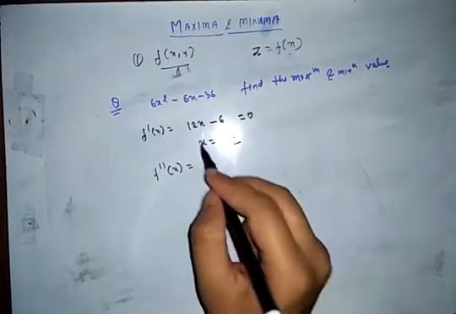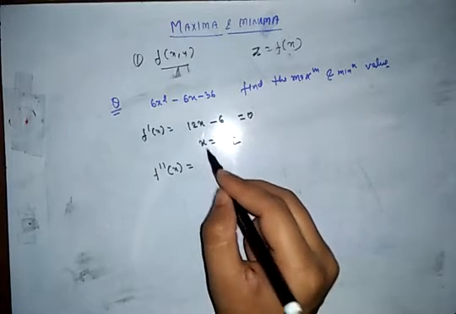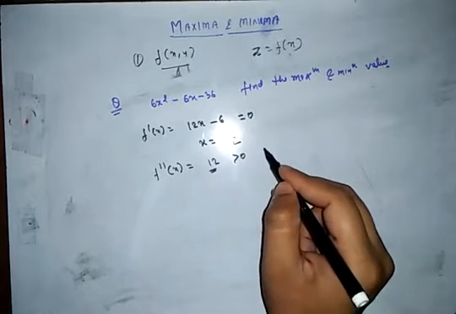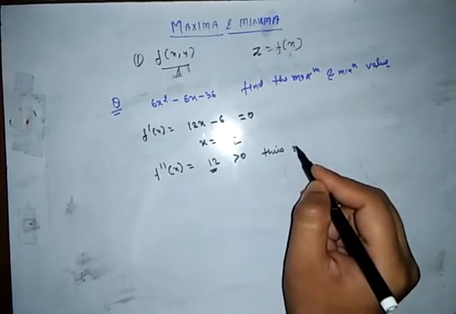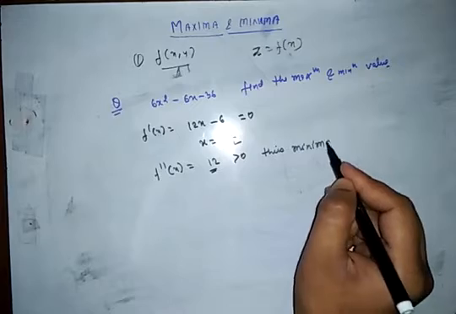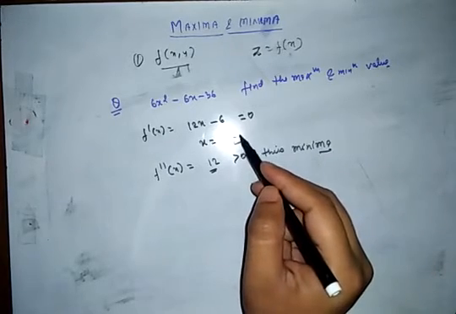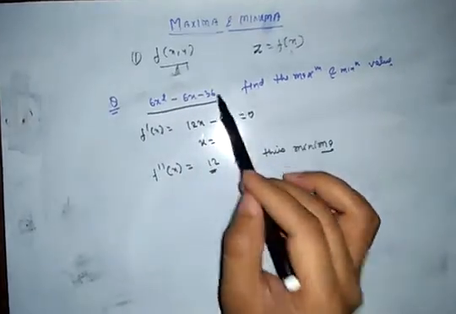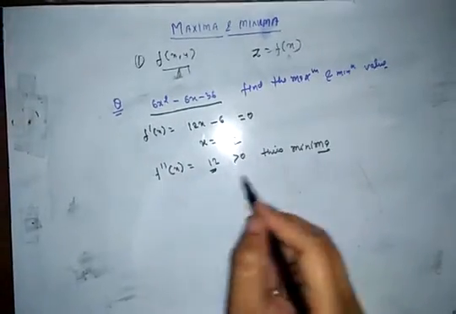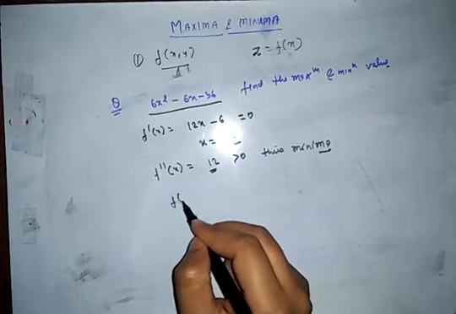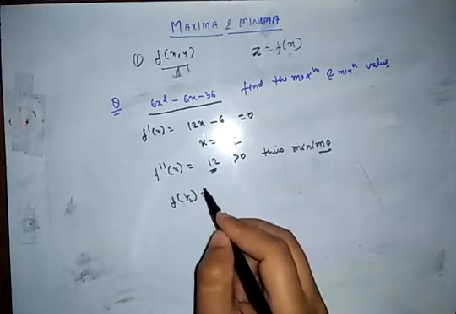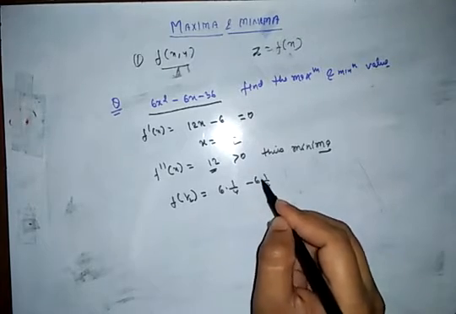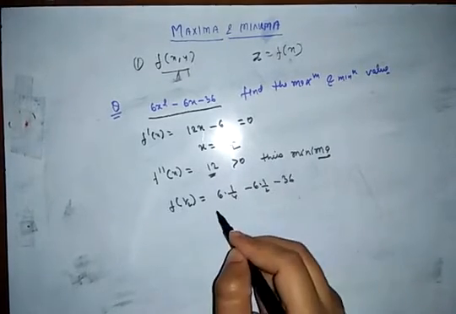We will see here 12. It doesn't depend on x, it is greater than 0, so this is minima. So if you put the value x equal to 1 by 2 in the given function, you will get the minima value. So what is the minima value? f of 1 by 2 is nothing but 6 into 1 by 4 minus 6 into 1 by 2 minus 36. Solve it.